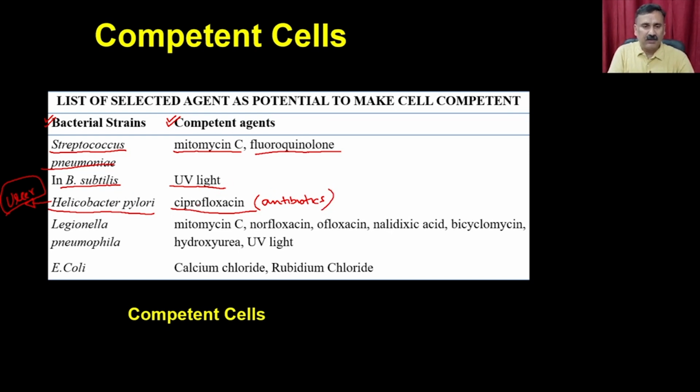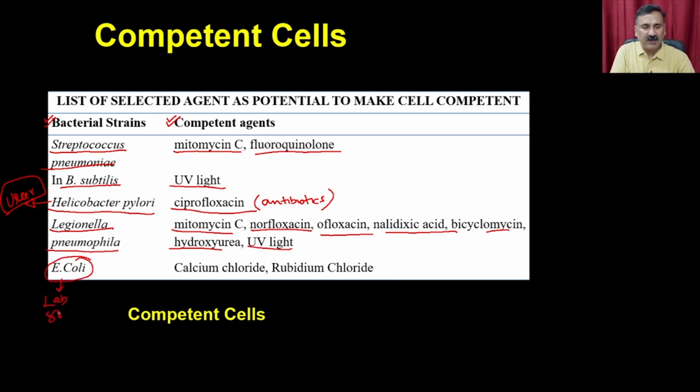So that's why you are going to treat it with different competence agents. Then we have Legionella pneumophila, which is made competent by treating it with mitomycin C, norfloxacin, ofloxacin, and all these kinds of antibiotics, and hydroxyurea as well as UV light. For example, E. coli, which is called a laboratory strain.